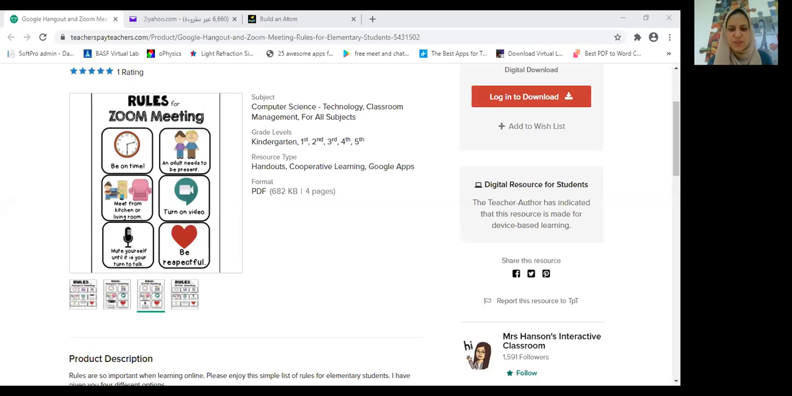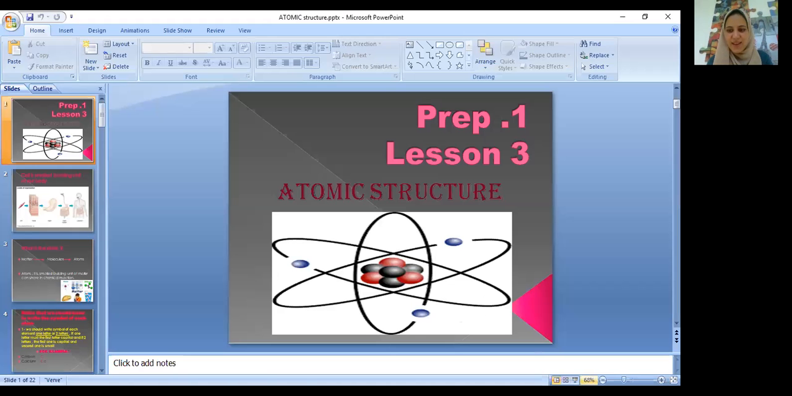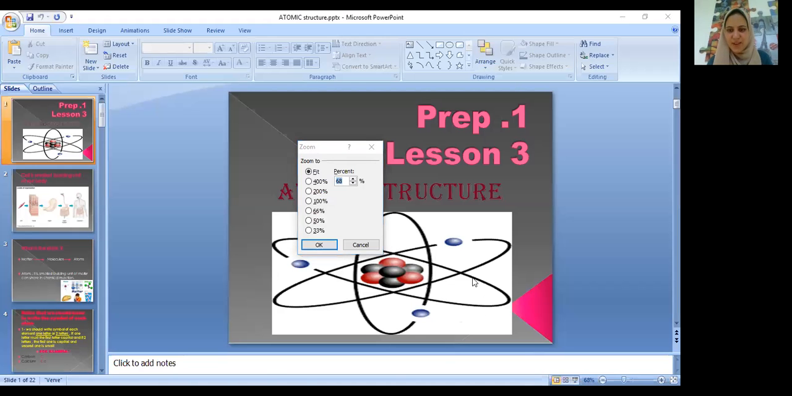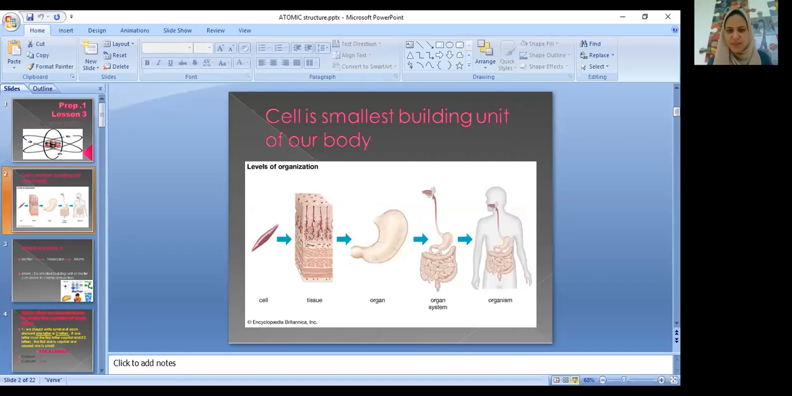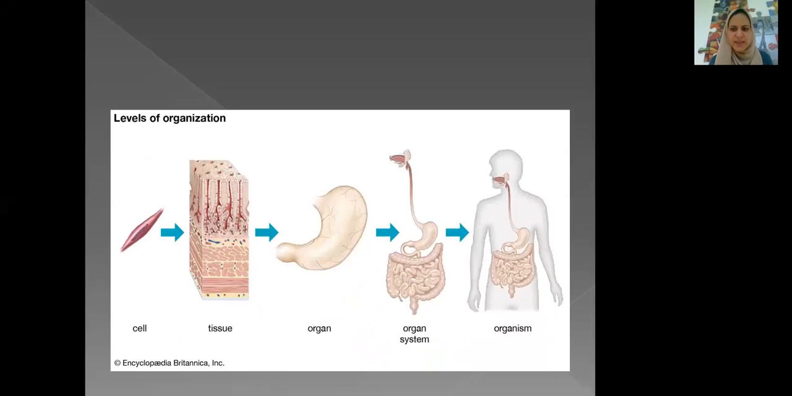First of all, Prep 1 will start. Our lesson today is about atomic structure. So here, do you know the body consists of a group of what? Yes, the organism is a body that consists of a group of systems, and the system is a group of what? Organs, and organs are a group of small parts, which are tissues. So here we have the organism, and the body consists of a group of systems, and the system consists of a group of organs, and the organs consist of tissues, and tissue is a group of cells. So the cell is the smallest building unit of the body.